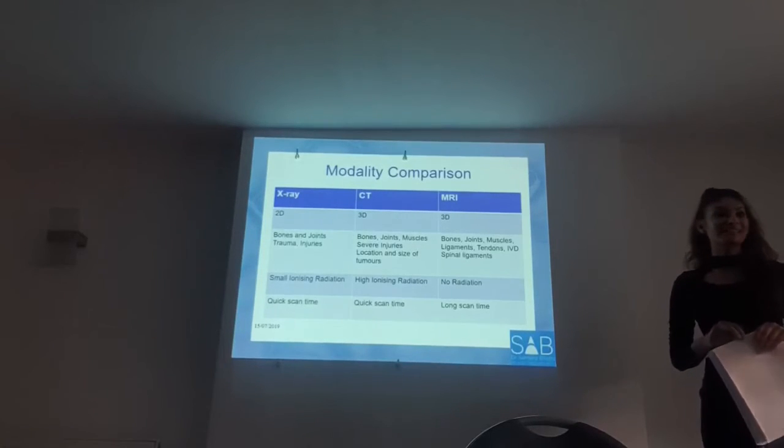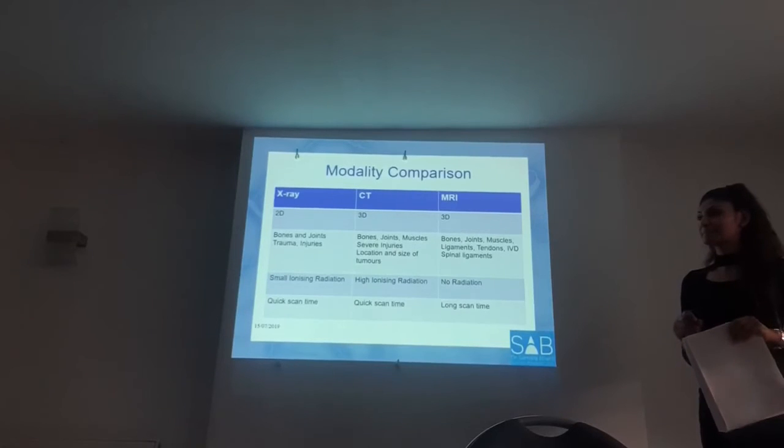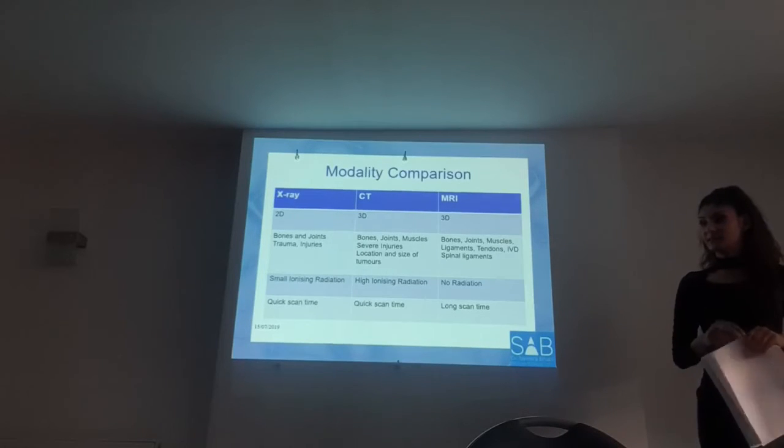Going back to the metal thing, can people go in CT that can't go in MRI? Yes, because it doesn't have any.